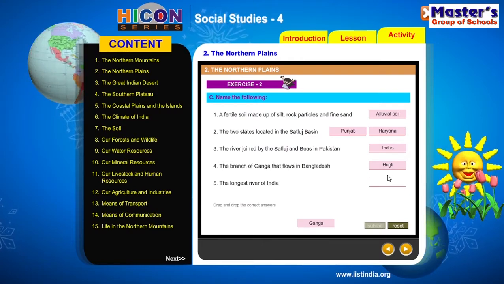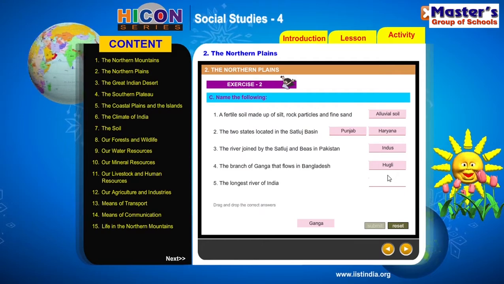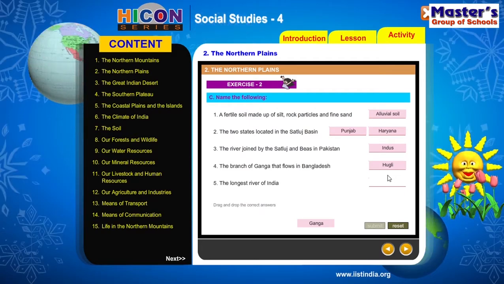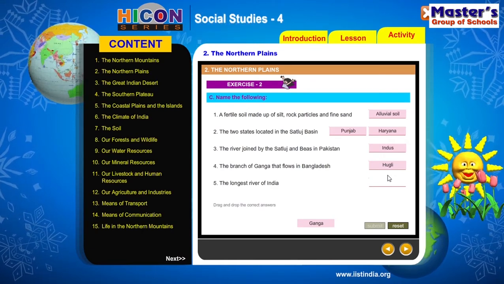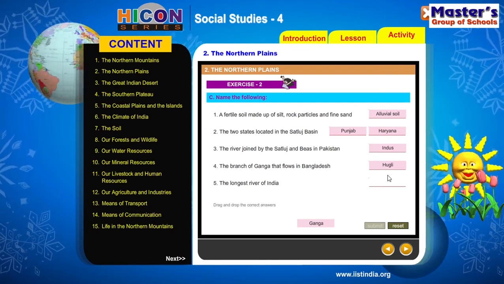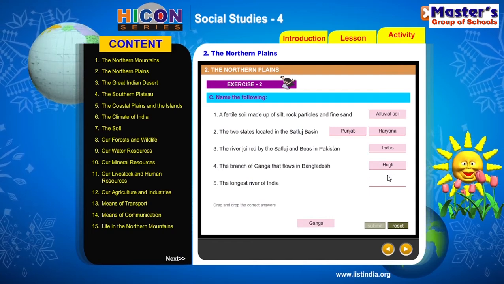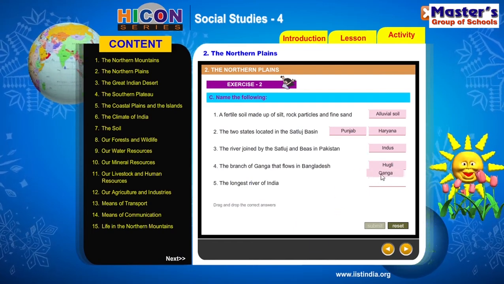We have seen in the lesson also that the Brahmaputra comes from the eastern side, like Arunachal Pradesh and Assam, gets into Bangladesh and joins Padma. So the option that is given over there is a wrong one. We need to change it to Padma. You can write that in the notebook. The longest river of India is river Ganga.